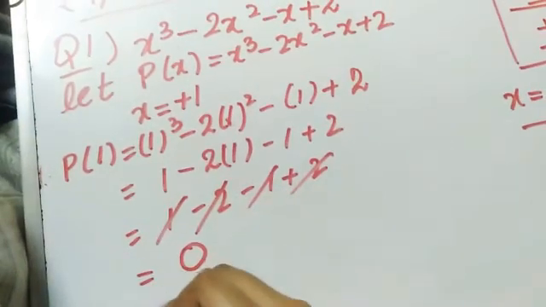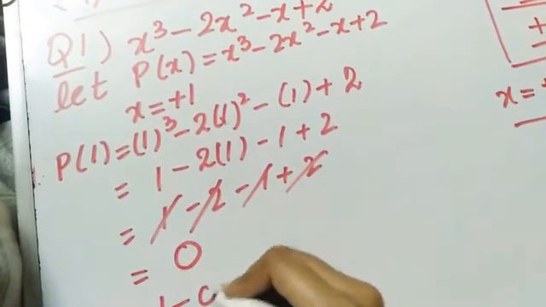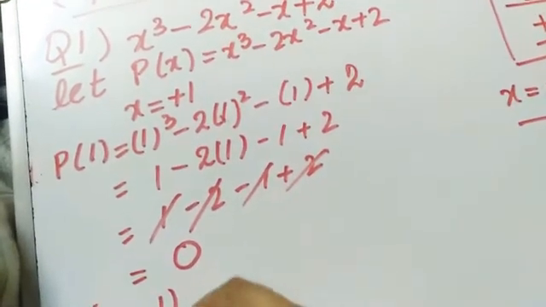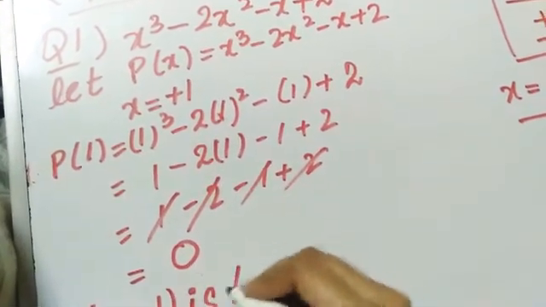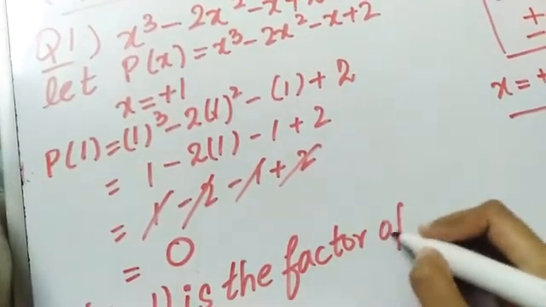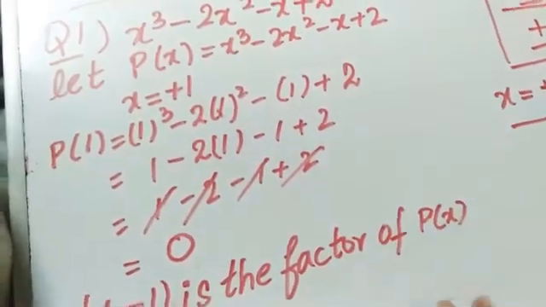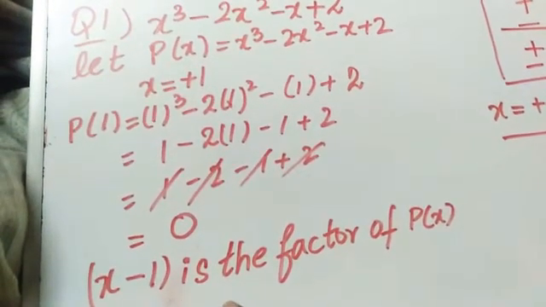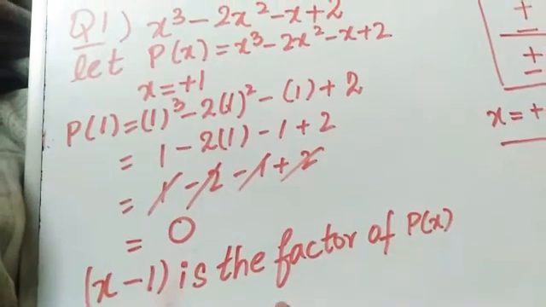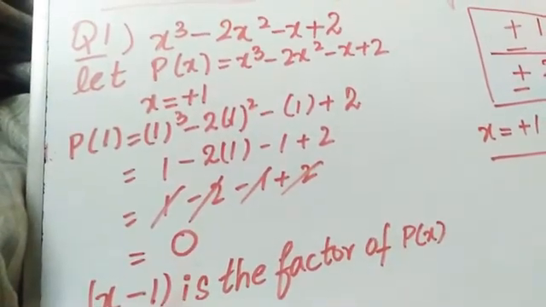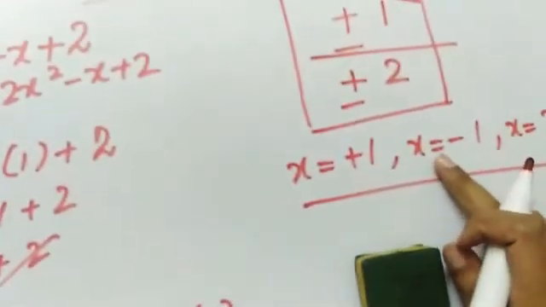So we will say that x minus 1 equals 0, or if we don't want to write the 0, x minus 1 is the factor of p of x. So that's how we will check which term is the factor of p of x and which term is not the factor of p of x. Now I'm going to check it for x equals minus 1.